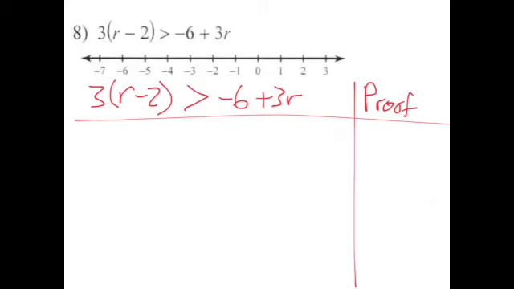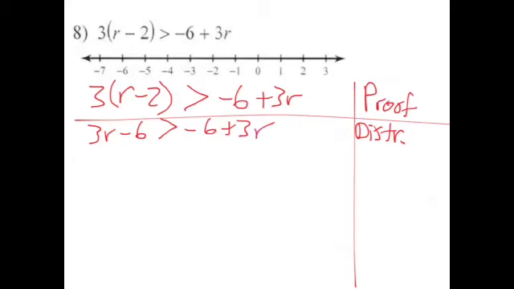And moving on to 8, I'm going to start out by using my distributive property to simplify this left side a little bit. We'll get rid of the parentheses. 3 times r and 3 times negative 2 is going to give me 3r minus 6, which needs to be greater than negative 6 plus 3r.